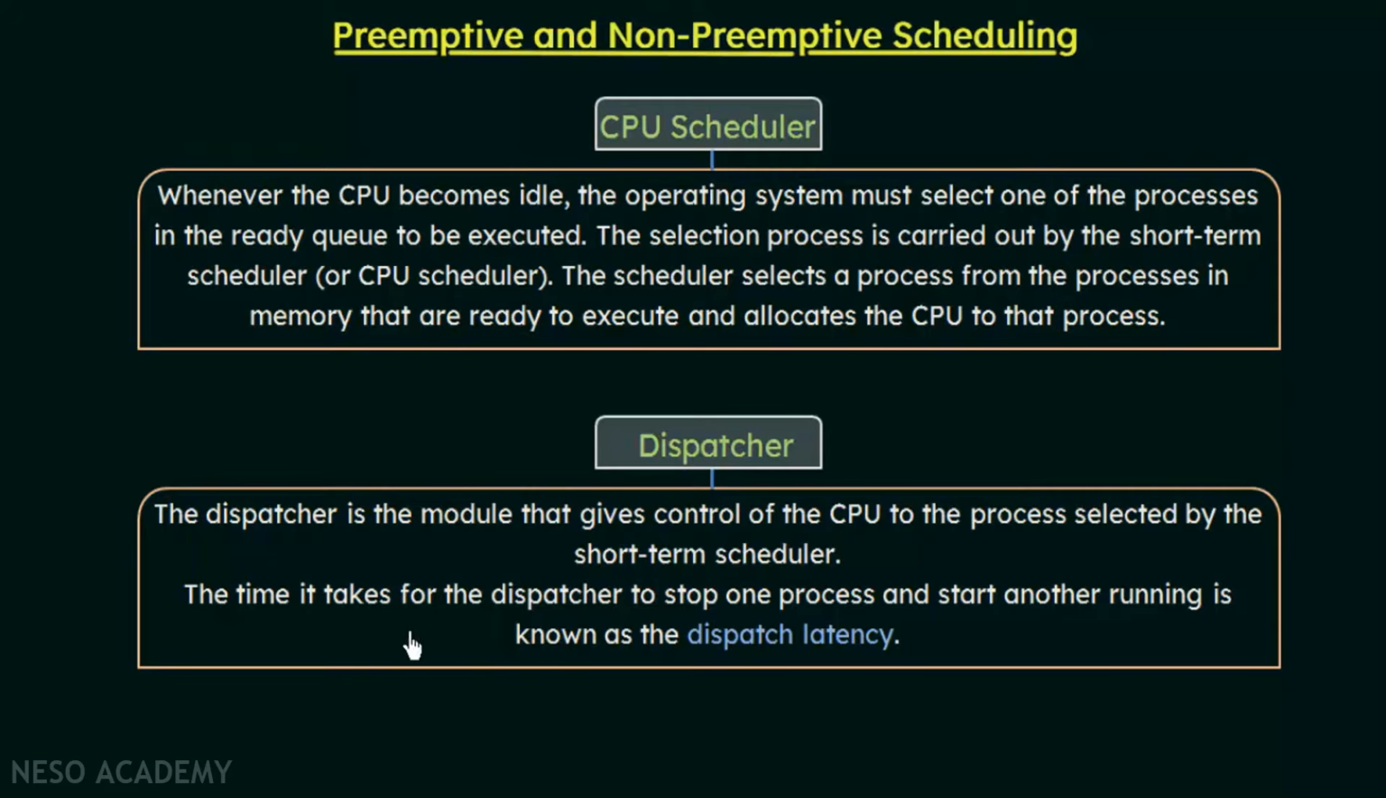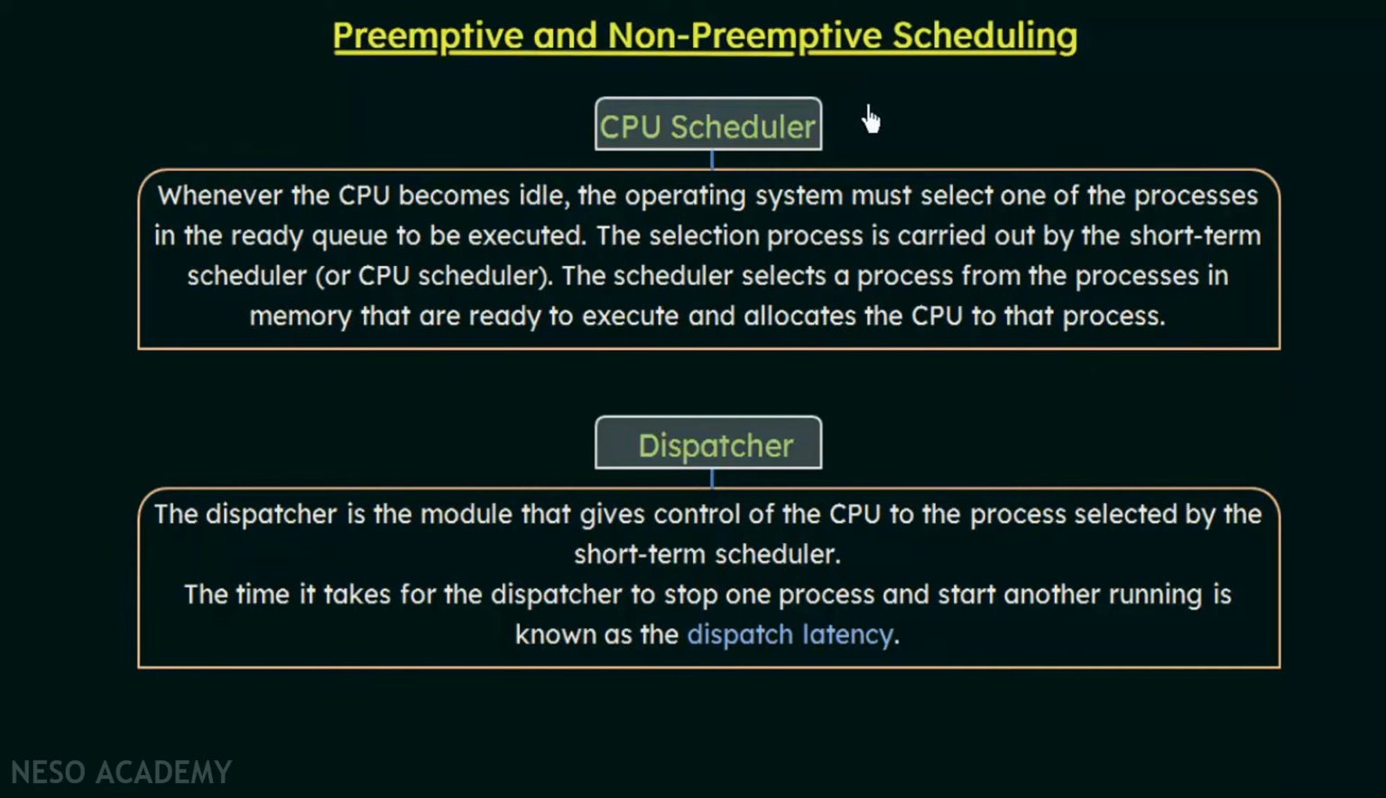The time it takes for the dispatcher to stop one process and start another running is known as the dispatch latency. So here is another term that we need to know about: dispatch latency. That is the time that the dispatcher takes for stopping one process and starting another one. That means the time it takes for the dispatcher to switch the CPU between two processes. That is what we mean by dispatch latency. In order to have efficient computation, we need to have minimal dispatch latency.